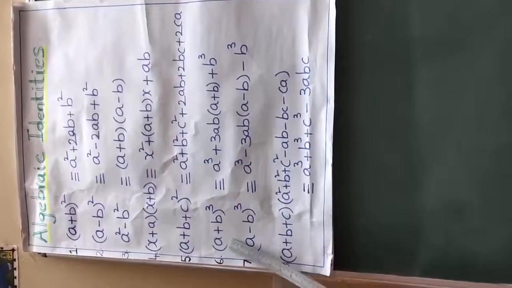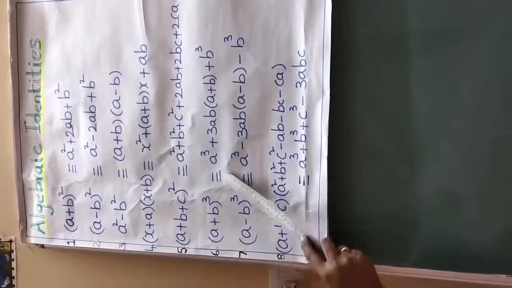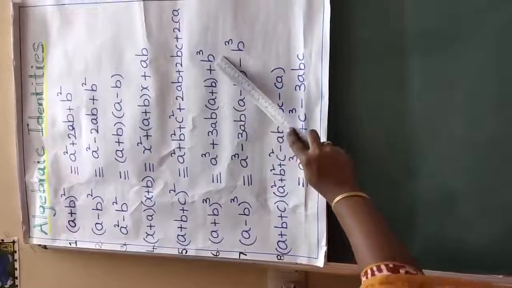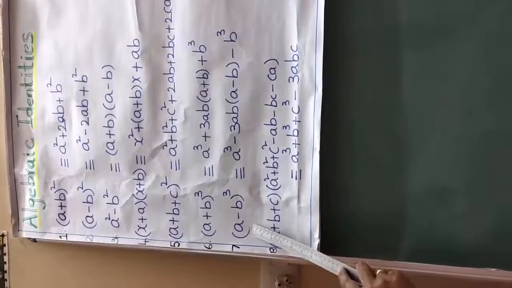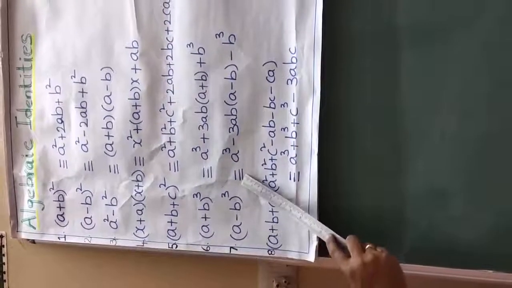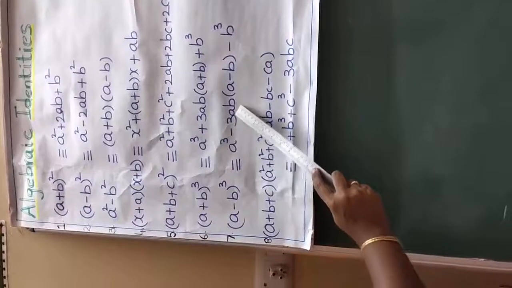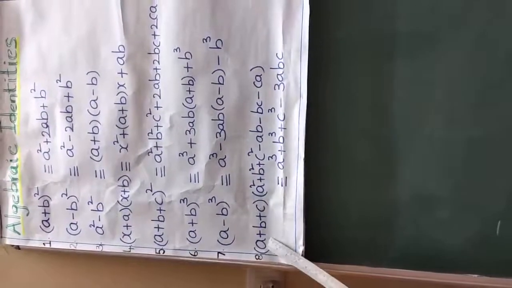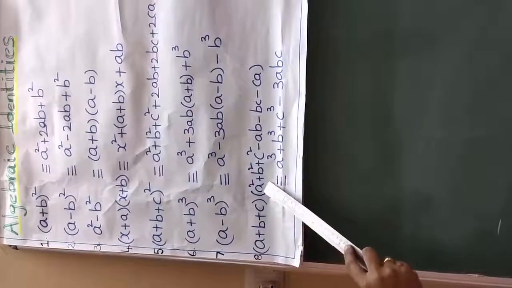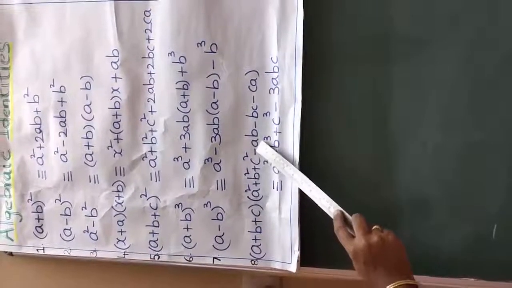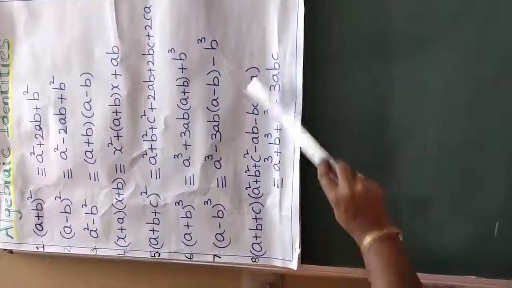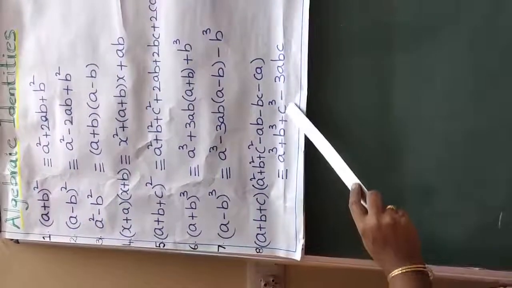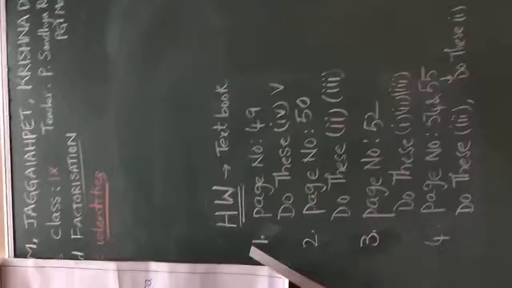And sixth one is a plus b whole cube is identically equal to a cube plus 3ab into a plus b plus b cube. And seventh one, a minus b whole cube is identically equal to a cube minus 3ab into a minus b minus b cube. And eighth one, a plus b plus c into a square plus b square plus c square minus ab minus bc minus ca is identically equal to a cube plus b cube plus c cube minus 3abc.